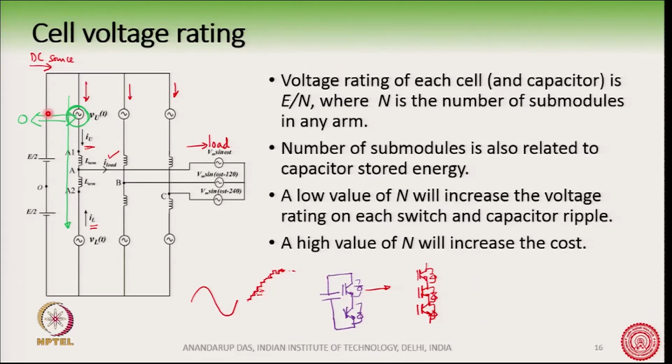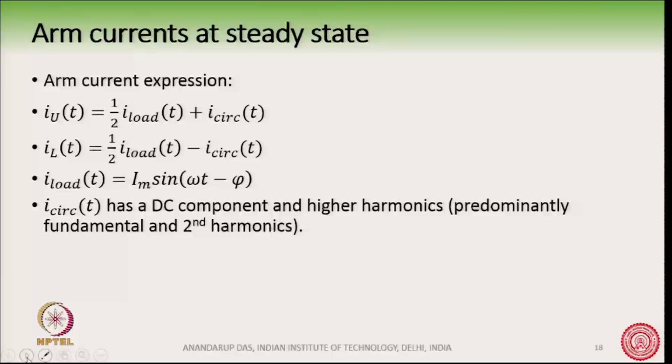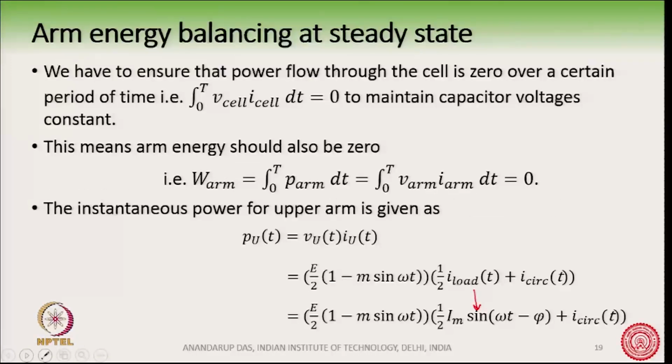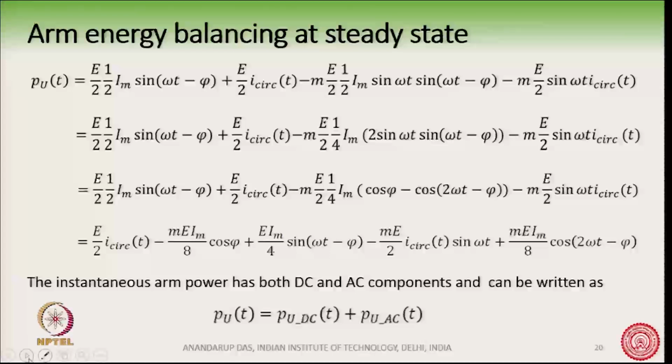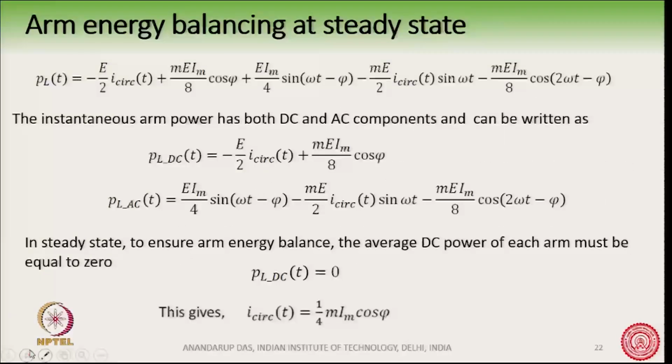This DC is the same DC which flows from the top through the bottom and goes back to the source. So, it is the same circulating current. That is why it is called a circulating current. It flows from the top and bottom and goes out. And so, this is that circulating current, 1/4 m I m cos phi.